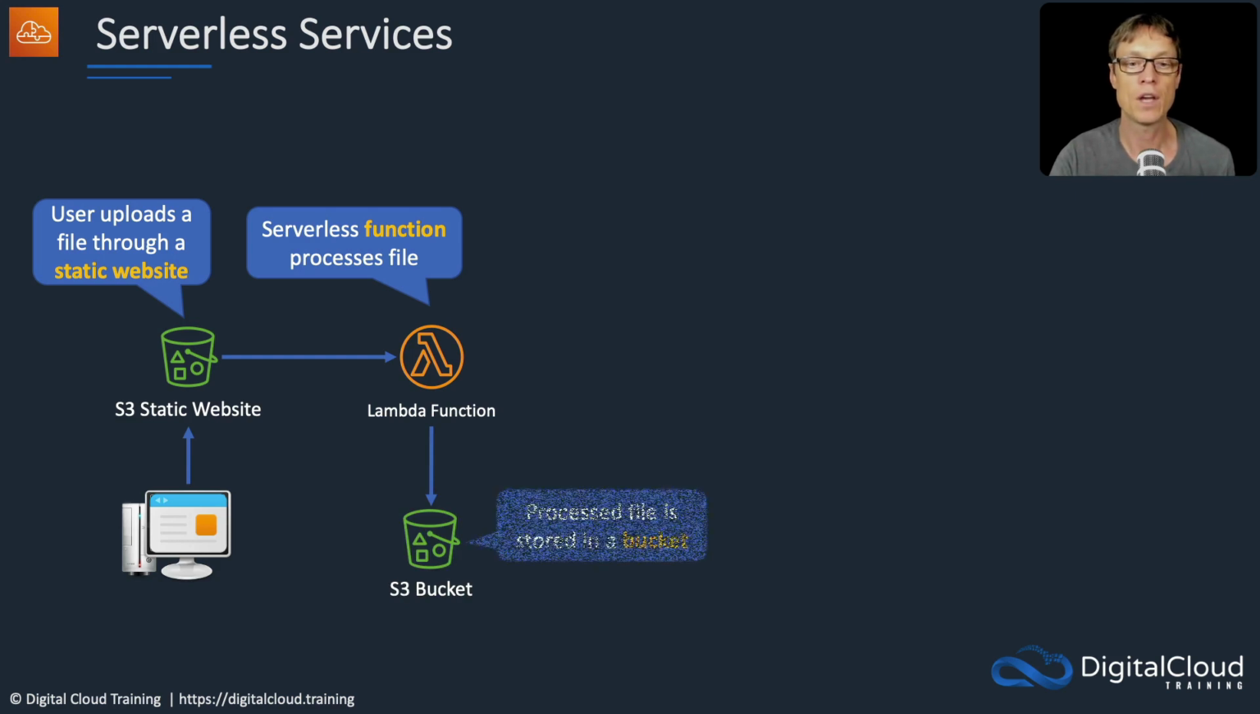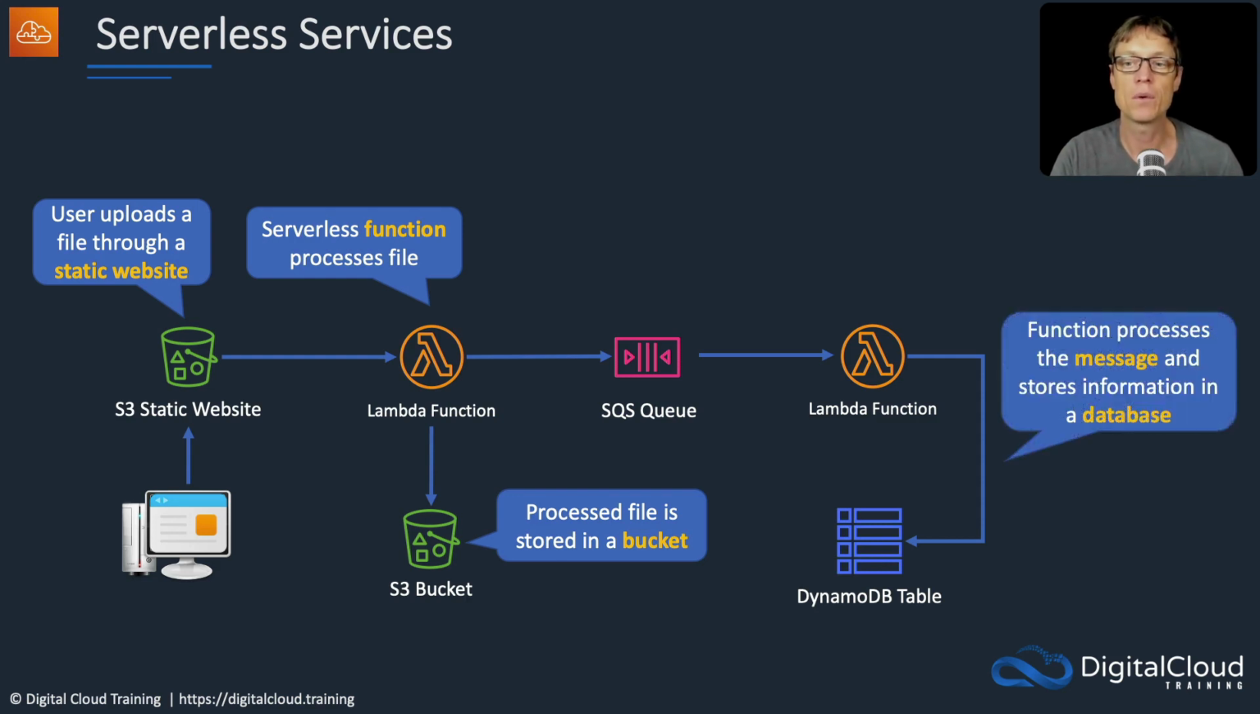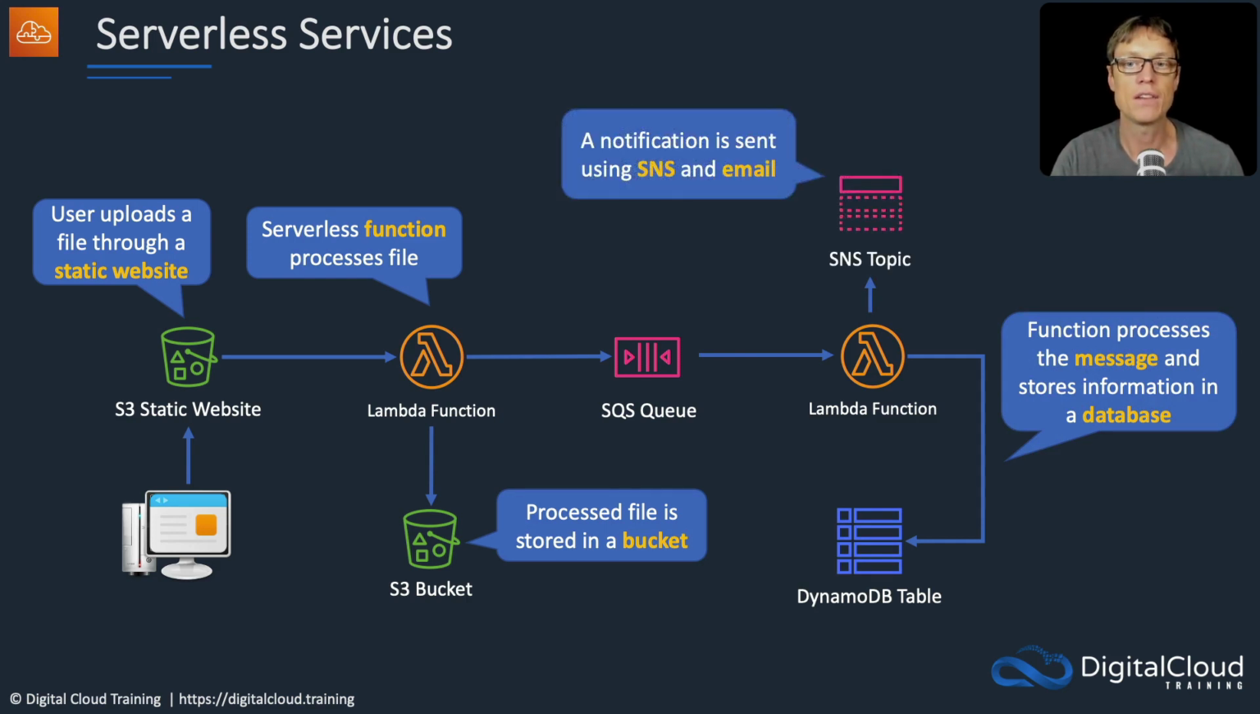Then it might save a copy to another bucket. It might also put a message into a queue. So a message queue is a way of storing information that's going to be processed by another component. The queue could then notify another Lambda function. It can then process the data, and maybe it stores a record in a DynamoDB table in a database. So the record gets stored in the database, and maybe the Lambda function also sends a notification using an SNS topic that goes out to an email address.